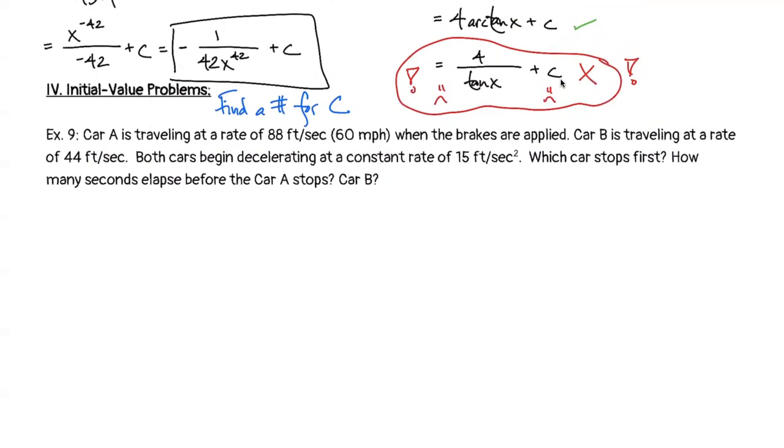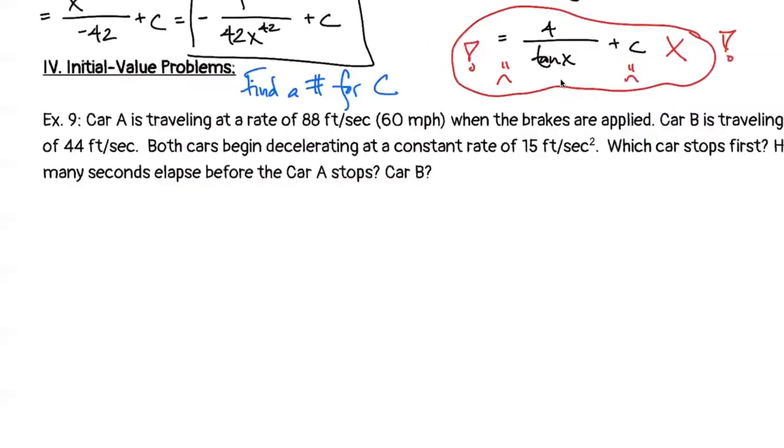In example 9, it says car A is traveling at a rate of 88 feet per second when the brakes are applied. Car B is traveling at a rate of 44 feet per second. Both cars begin decelerating at a constant rate of 15 feet per second squared. Which car stops first, how many seconds elapse before car A stops, and how many seconds elapse before car B stops?